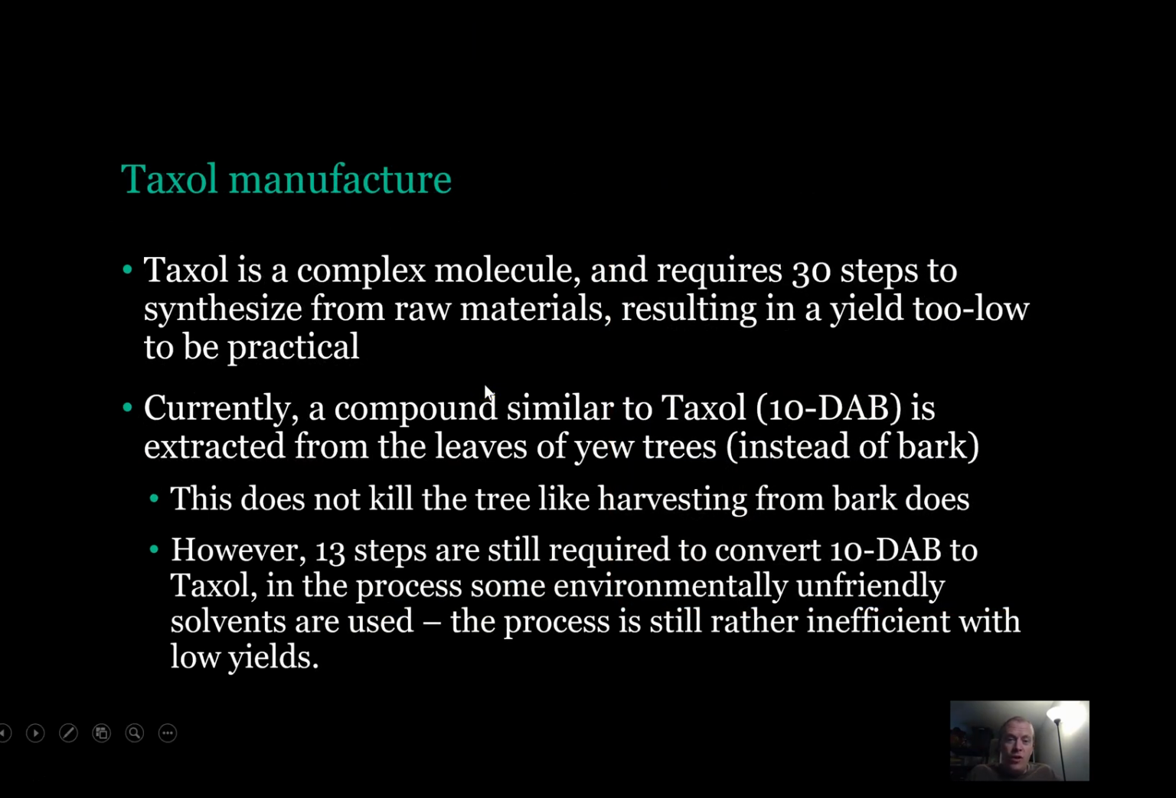So taxol is super complicated. If you were going to just make it from scratch, it would take 30 steps, just so hard and so difficult, and you'd have to be using chiral auxiliaries. So what they do is they found something similar to taxol. They call it Tindab, and they get it from the leaves instead of the bark. So you can take the leaves away, and it doesn't kill the trees like the bark does.